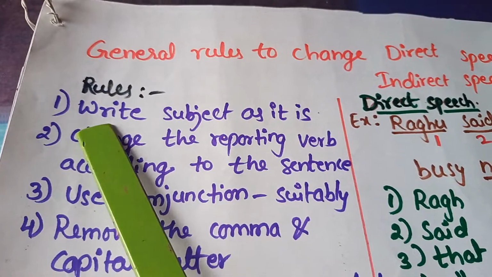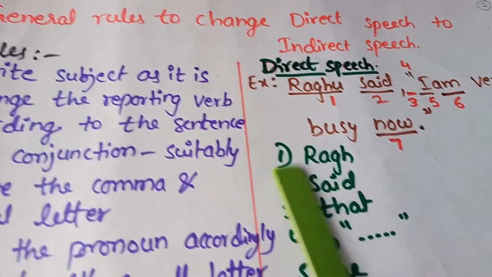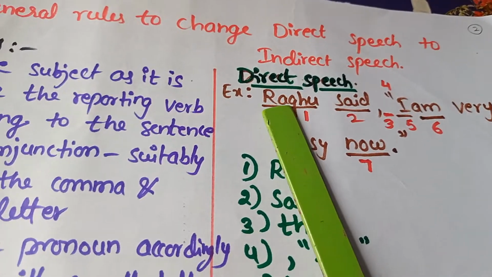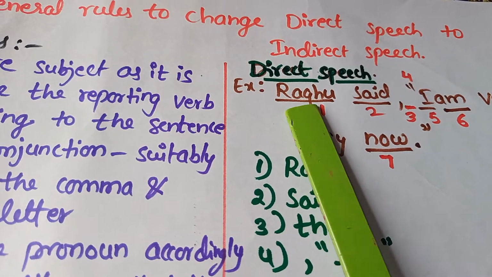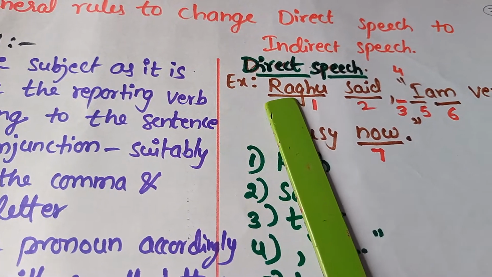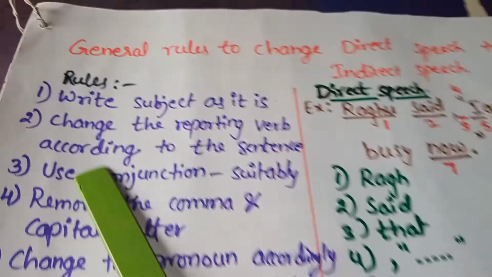First one, write the subject as it is. When we have to write in indirect form, we have to write the subject as it is. Raghu is the subject, so we write the subject as it is.